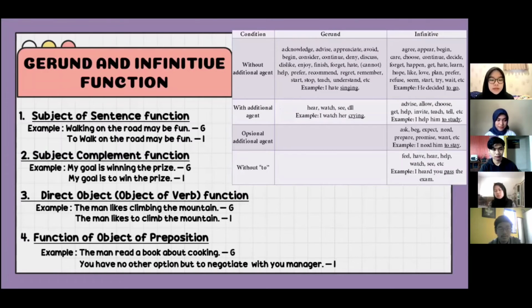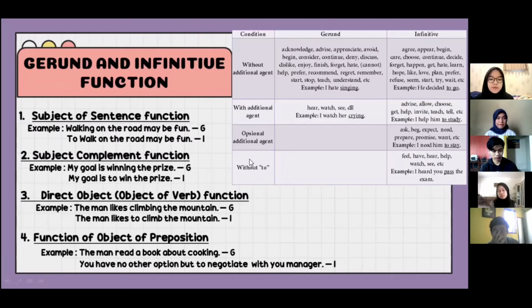Number 2, subject complement function. Example for the gerund is, my goal is winning the prize, and for the infinitive, my goal is to win the prize. Both can be used as subject complements, but the gerund is more common. Direct object or object of verb function. The example is, the man likes climbing the mountain for the gerund, and the man likes to climb the mountain for the infinitive. Both can be used as direct object function, but there are conditions in their use.